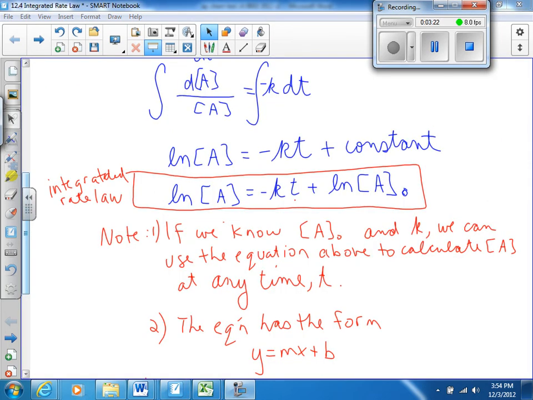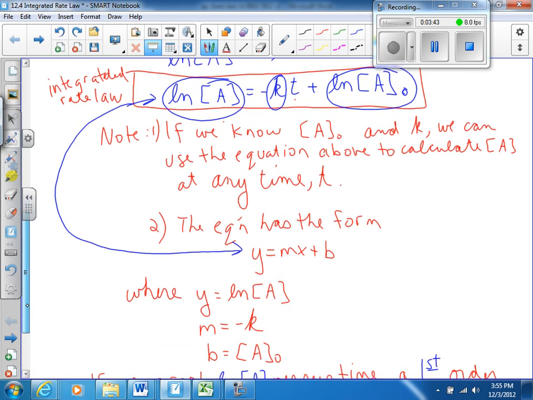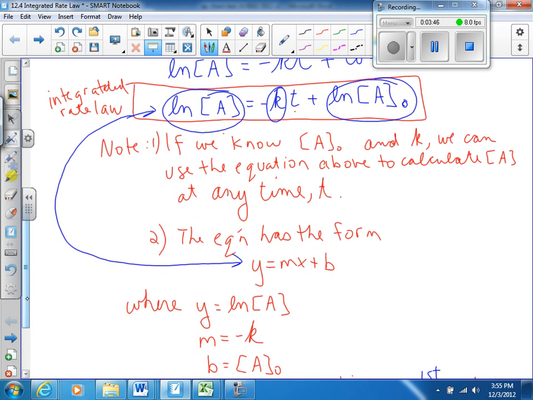The second important piece here is this equation for the integrated rate law. It has the form y equals mx plus b, where ln[A] would be your y, the specific rate constant would be your slope m, and ln[A]0 would be your b. And I've summarized that right here. So for y equals mx plus b, the y is ln of the concentration of A, the slope is -k, and the constant b is ln of the initial concentration of A.